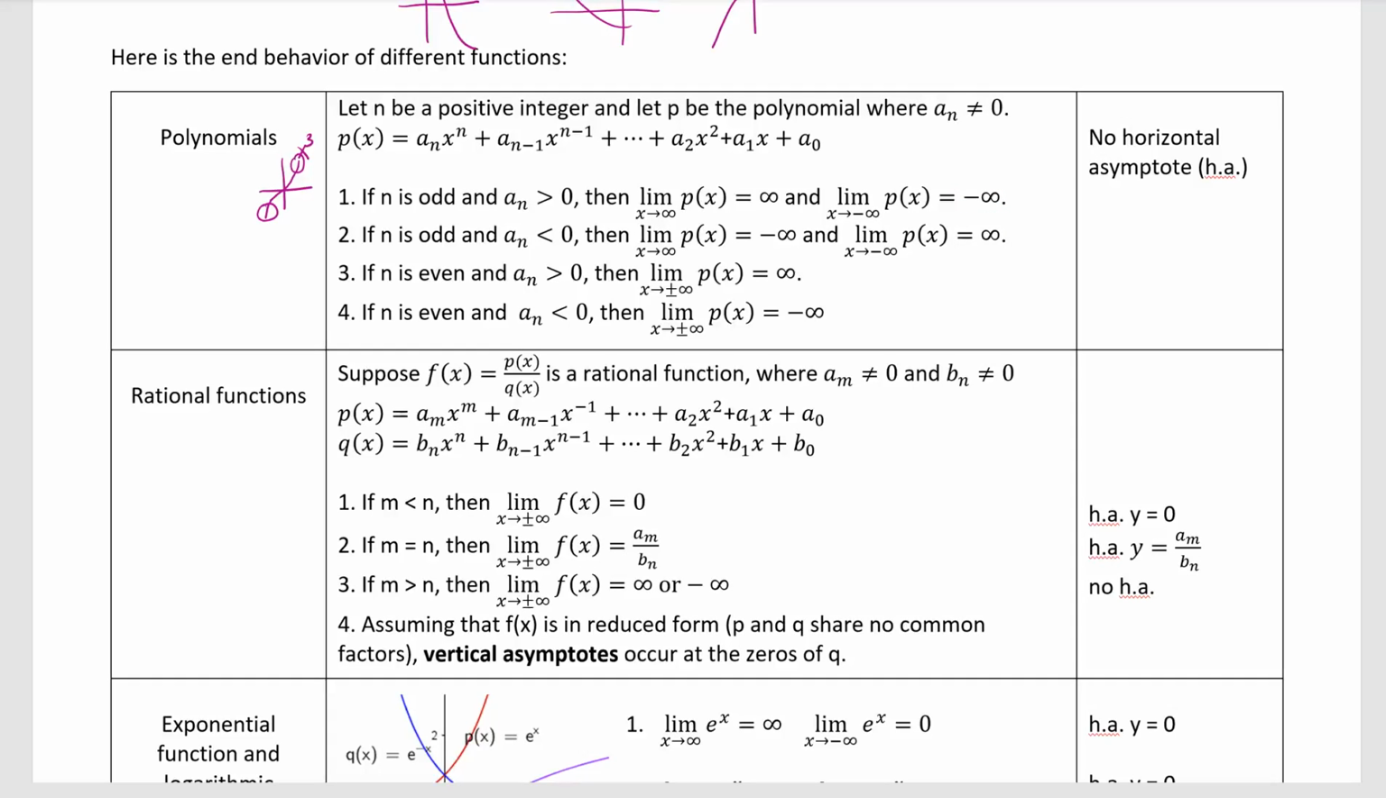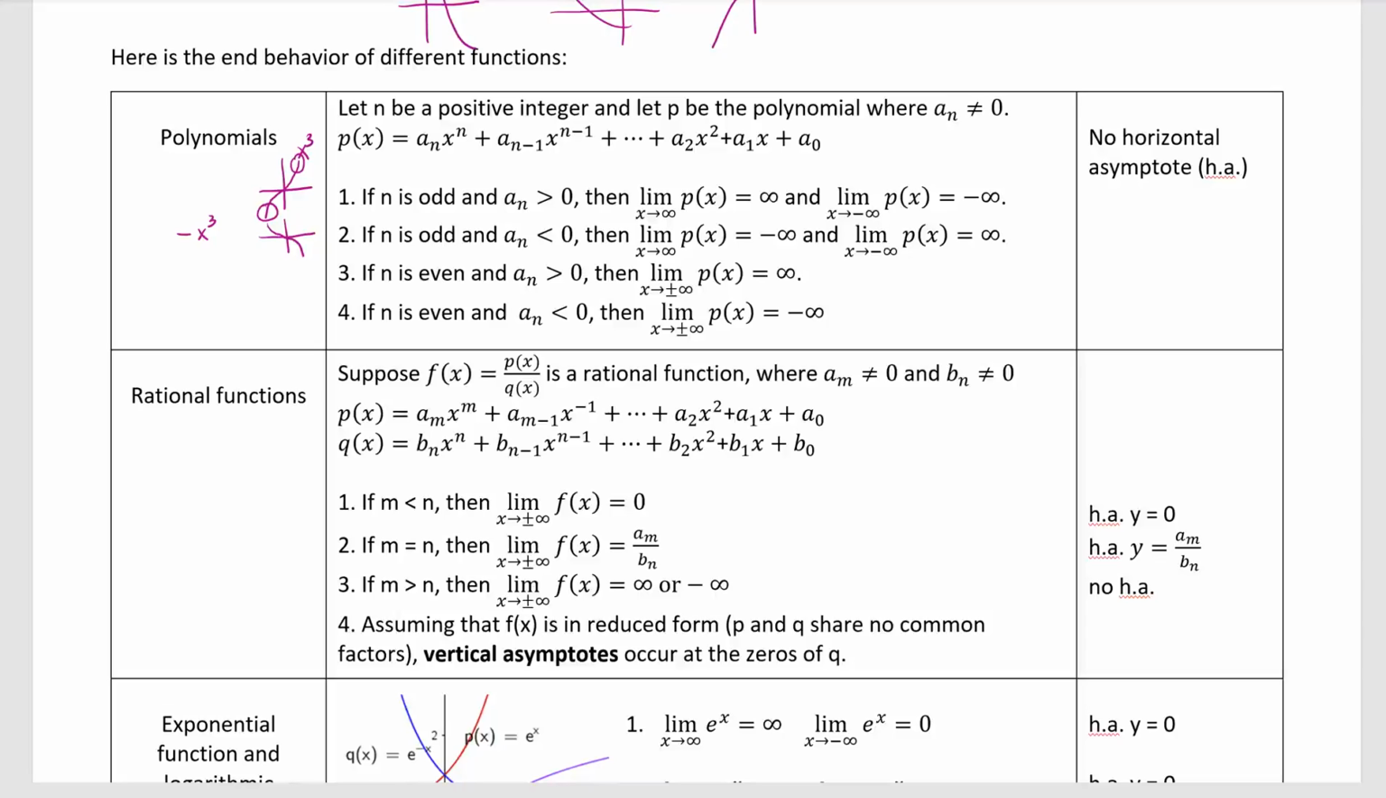Okay, if n is odd and a sub n is negative, what does that mean? Think about negative x cubed, which is like flipping this across the x-axis. Then when x goes to positive infinity, y actually goes to minus infinity. And when x goes to minus infinity, y goes to infinity.